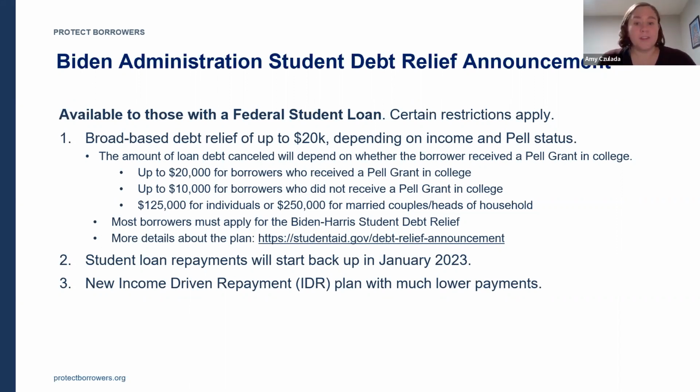And as part of this announcement, the administration also extended the payment pause through December 31st of last year and announced a newly proposed income-driven repayment plan that will drastically lower payments for most borrowers. We're not going to get into the IDR plan too much today, but we definitely have information on that we can share at a later date. And of course, this was the original announcement as it was made. You all know that the payment pause has been extended, through August or September of 2023 now.